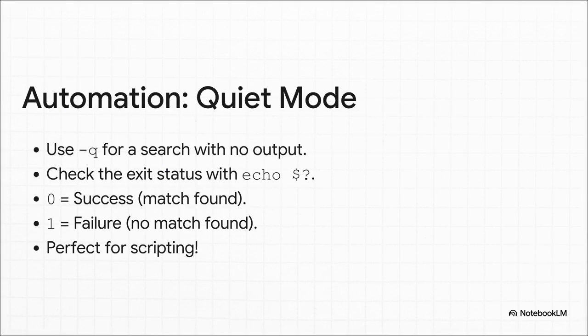And finally, for all you developers and system admins out there, there's quiet mode. The Q flag tells grep to run a search but produce zero output. Now, why would you do that? Because you can then check if the command succeeded or failed. An exit status of 0 means a match was found. A 1 means it wasn't. This is the secret to using grep inside your scripts to make decisions and automate all kinds of tasks.